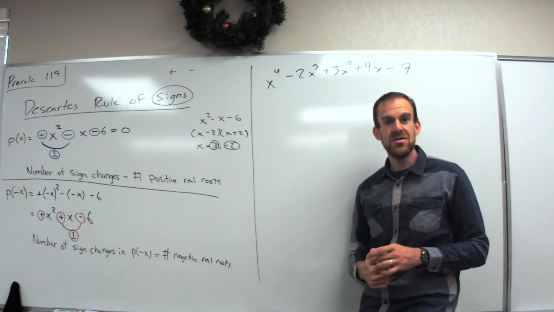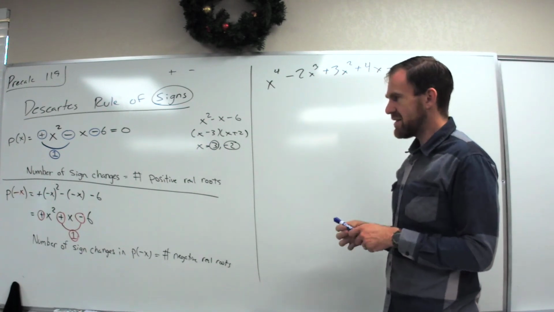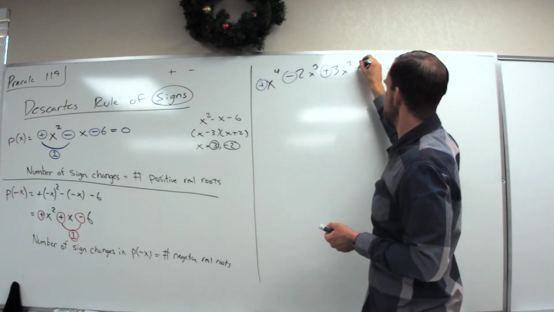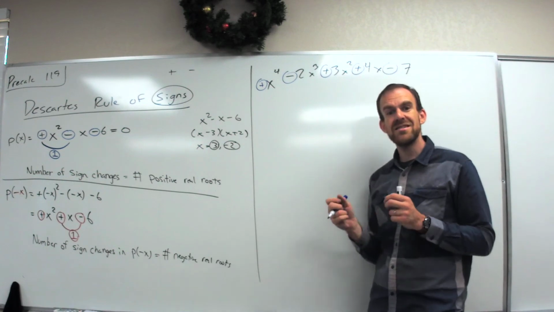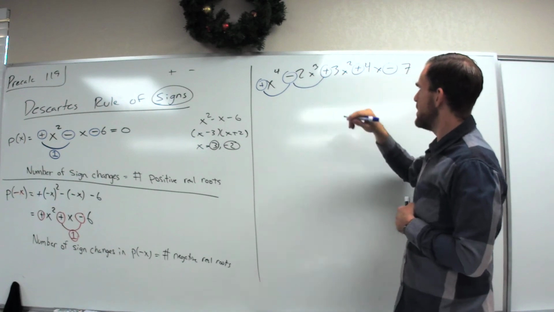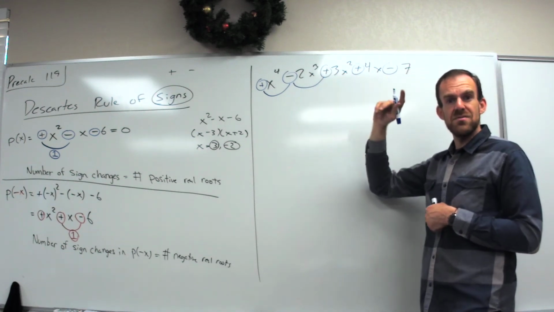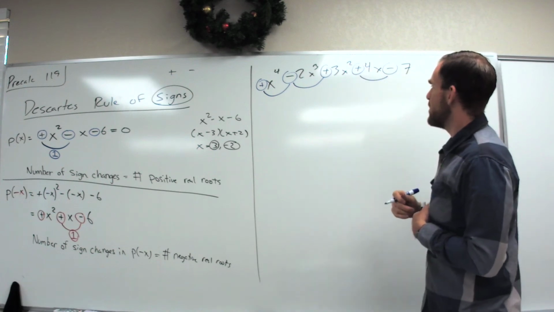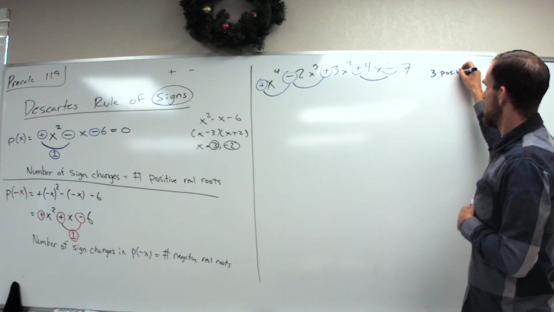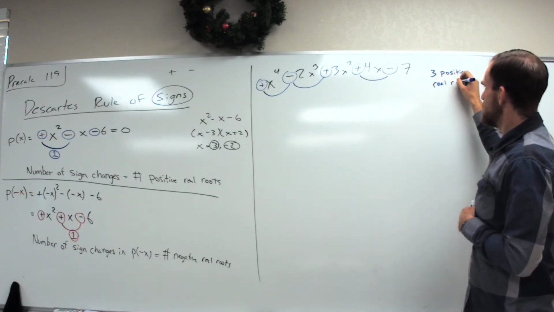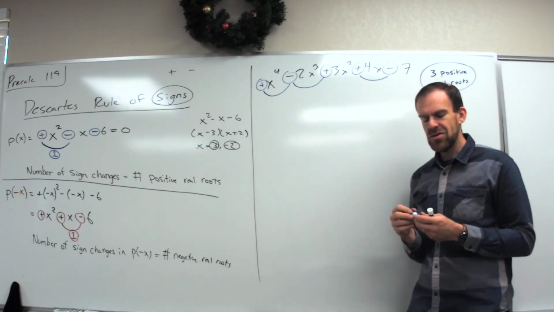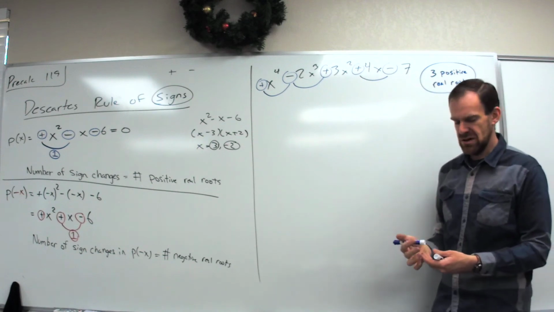So first of all, I'm going to start with the positive one where I just do the x's normally. So I have plus, minus, plus, plus, minus. So how many sign changes is that? Well, this one goes from plus to minus, and minus to plus. And then this is not a sign change because it's both positive, but then this one goes from plus to minus. So this tells me that I have 3 positive real roots. So if I'm solving this problem, I'm looking for 3 positive numbers that will make it 0.